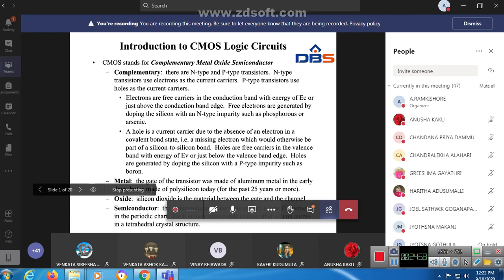So what is the meaning of metal? The gate of the transistor was made of aluminum metal in the early days, later made of polysilicon. Today, for the past 25 years or more, oxide, which is silicon oxide, is the material between the gate and the channel. Semiconductor: we have two types of semiconductor, intrinsic and extrinsic. Mainly we use extrinsic semiconductor for n-type and p-type to form a crystal structure. That is the meaning of CMOS.